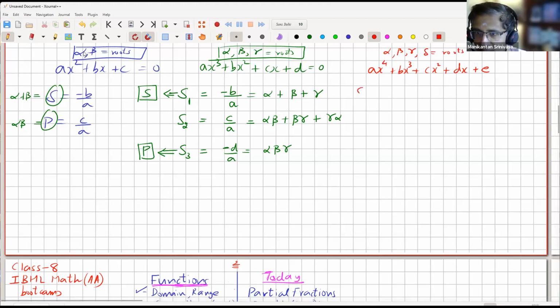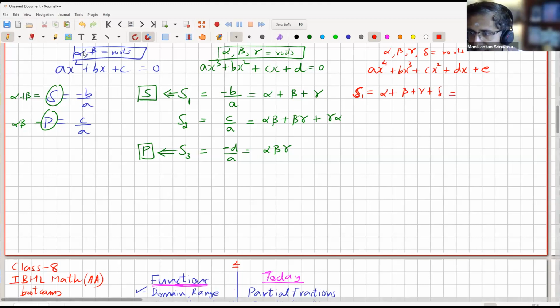So S1, which is the sum of the product of roots taken 1 at a time. If you're taking 1 at a time, there's no product at all. It's the pure sum, right? So it's just alpha plus beta plus gamma plus delta. So that will start with minus b by a. It will always start with negative of the penultimate upon the ultimate.